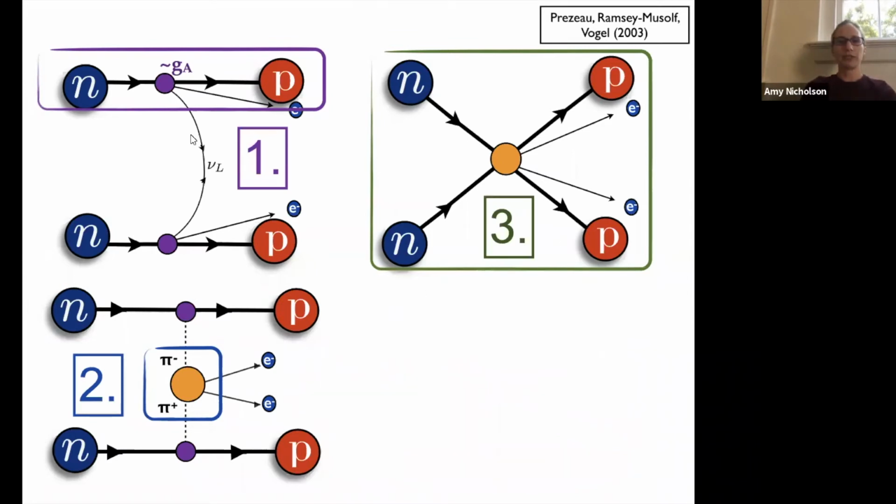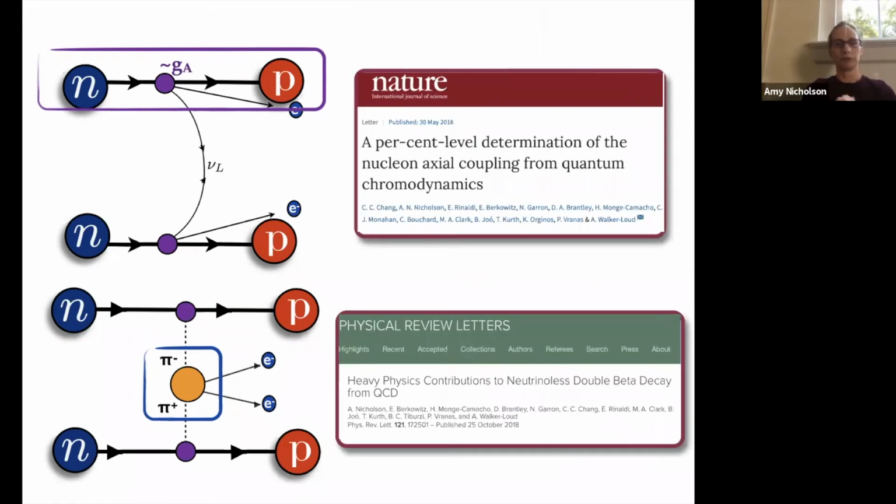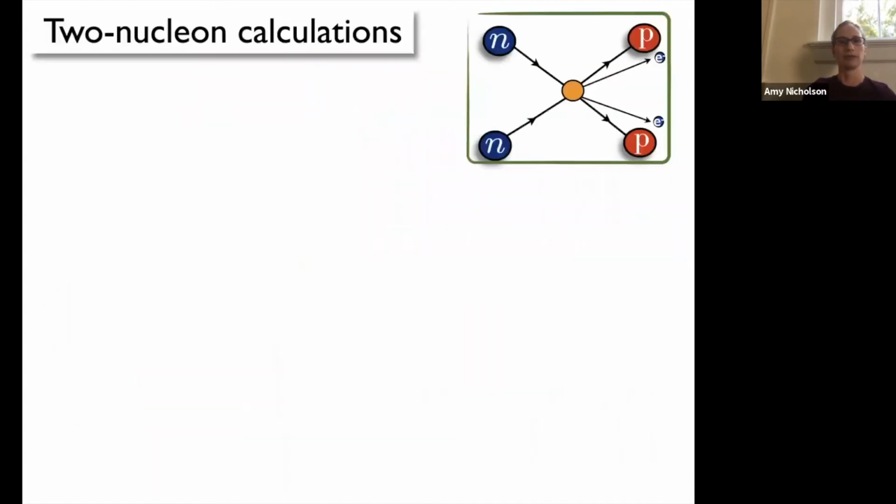So these are three different diagrams that you can consider calculating. Two of them are essentially complete. These are calculations done by my group in the last several years. So we've calculated the axial charge to less than a percent level. And we also did a full calculation of the pi minus to pi plus transition. And those are included in these two papers. So I don't want to focus on those. I want to focus on the future and where we're going with this.